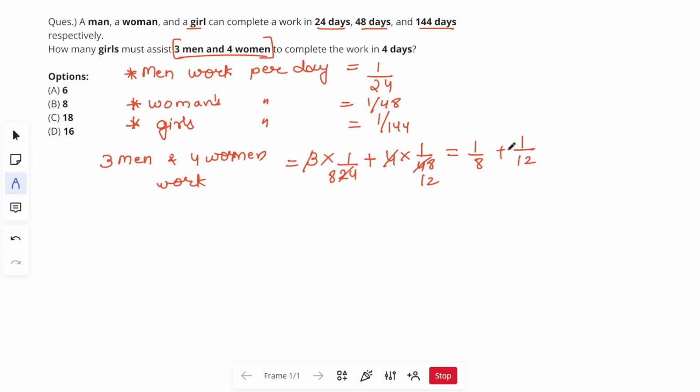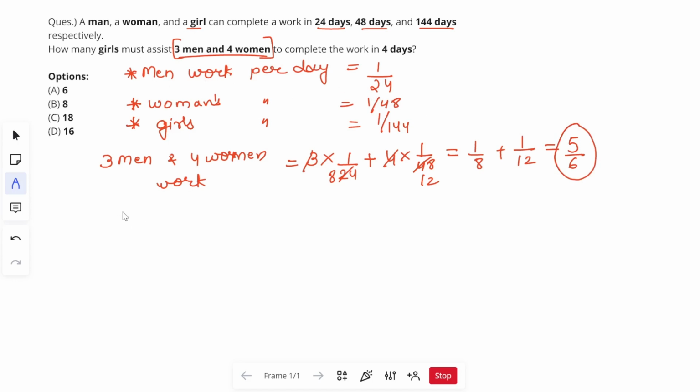Now I'm not solving it here, because you can directly solve it, otherwise it will take more time. So I'm just directly writing the final solution that we will get after adding these two. The final value will be 5 by 6. So now we have got the work done by 3 men and 4 women, which is 5 by 6. This is the work that they have already done. Now for the remaining work we want girls.